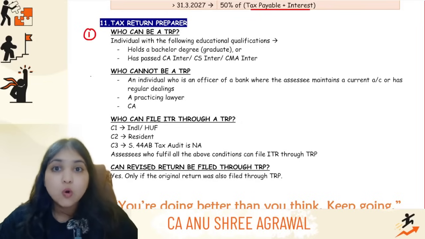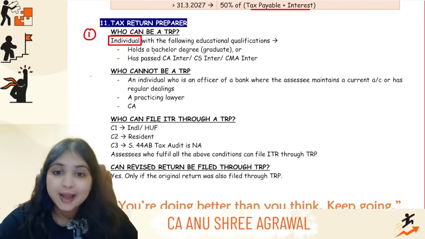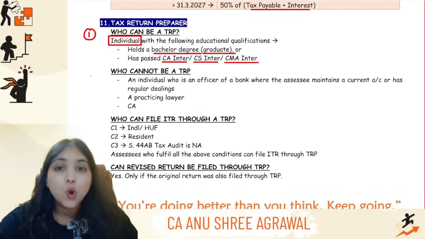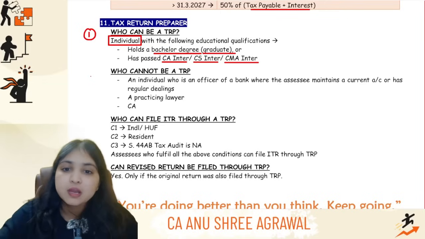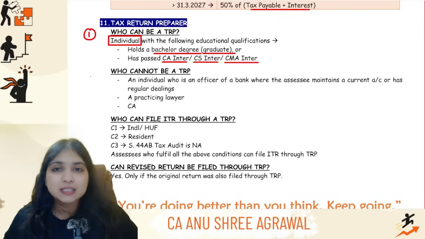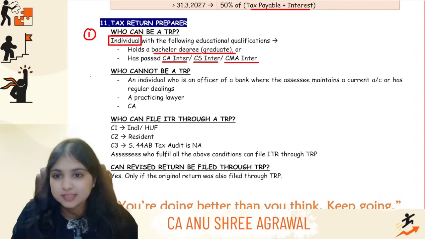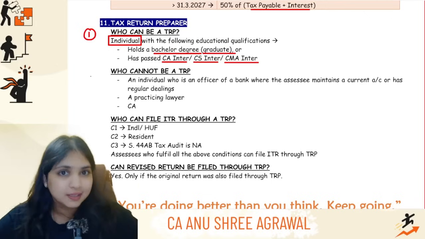Point number 1, who can be a tax return preparer? Only an individual who is either holding a bachelor degree, which means he's a graduate, or who has passed CA Inter, CS Inter or CMA Inter. Only that individual can be a tax return preparer.